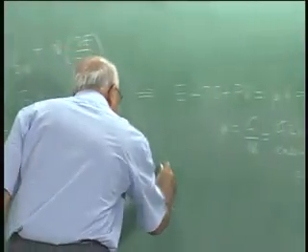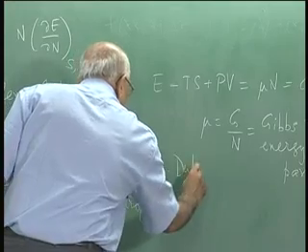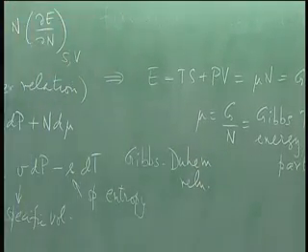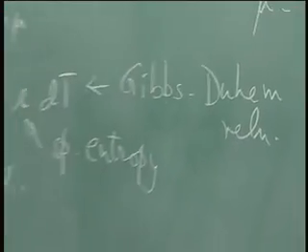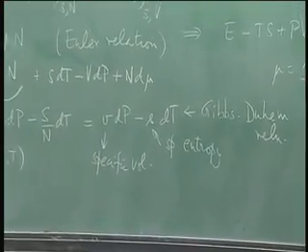Okay. This relation here is called the Gibbs-Duhem relation, this thing here: d mu is V dP minus S dT.